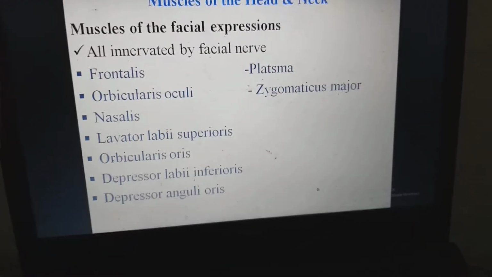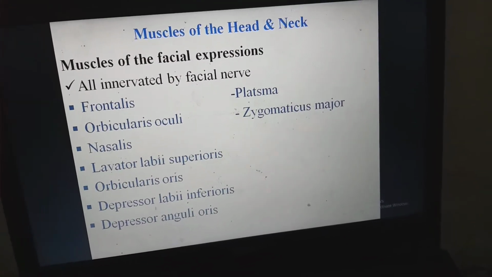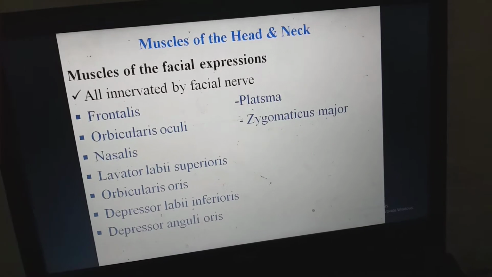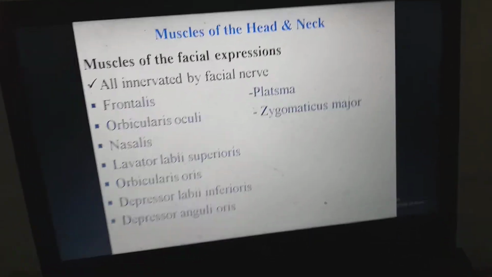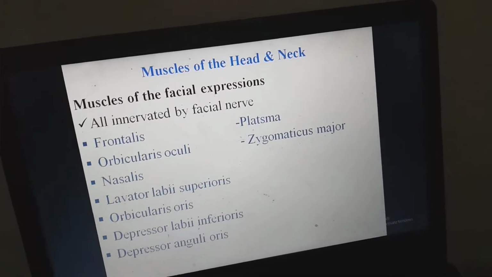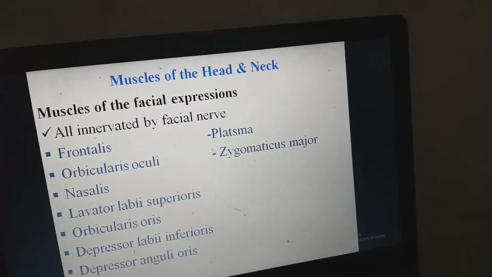depressor labii inferioris. It depresses the lower lip. Labii means lip. Depressor anguli oris, the angle of the mouth, moves downwards. Levator labii superioris moves the upper lip upwards. Platysma, and zygomaticus major, attached to the zygomatic bone.